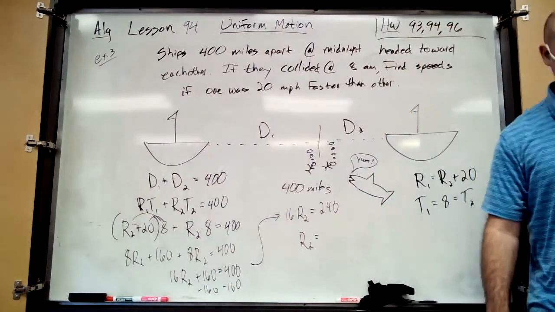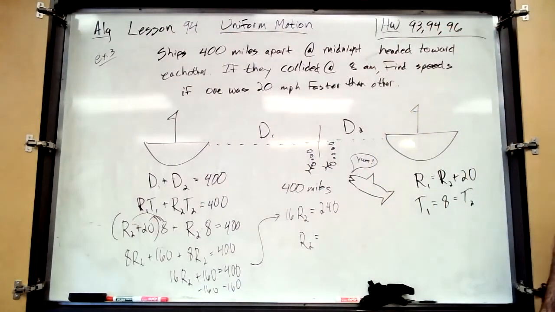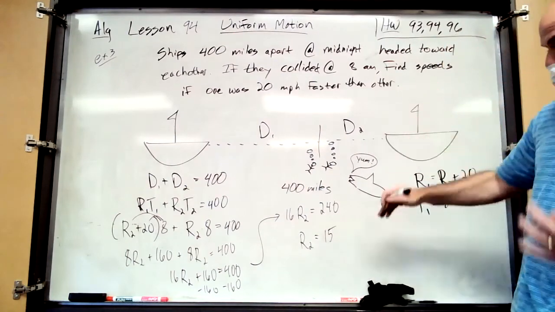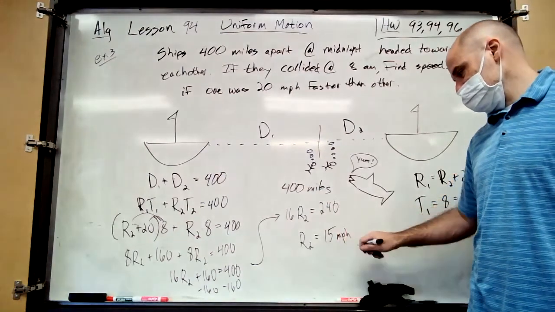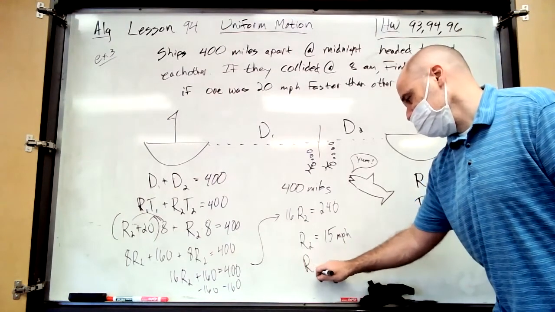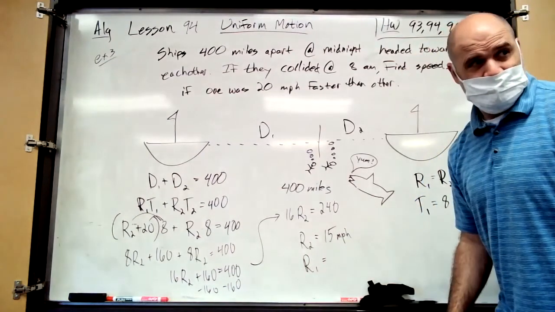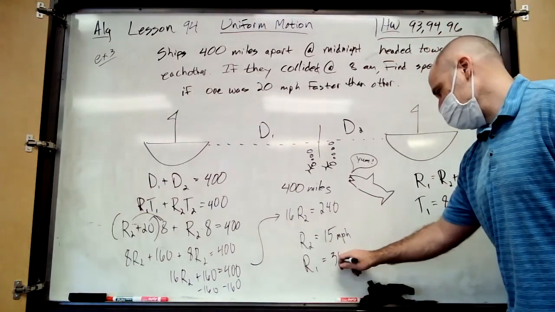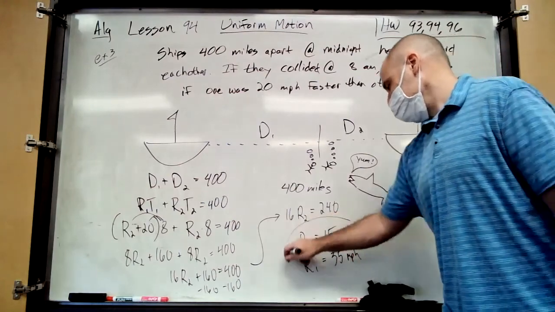So far, so good? Yep. R2 equals, what is that? 15? Yeah. 15, and now we're doing miles, so 15 miles per hour. So that's R2. What's R1? 35 miles per hour. Is that what you're going to say, Micah? Yep. Thanks for raising your hand. 35 miles per hour. Good.